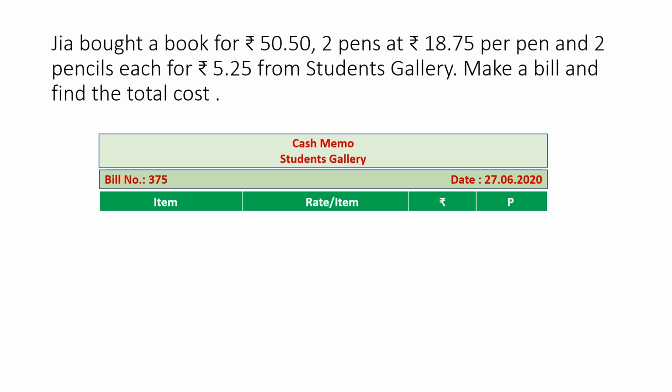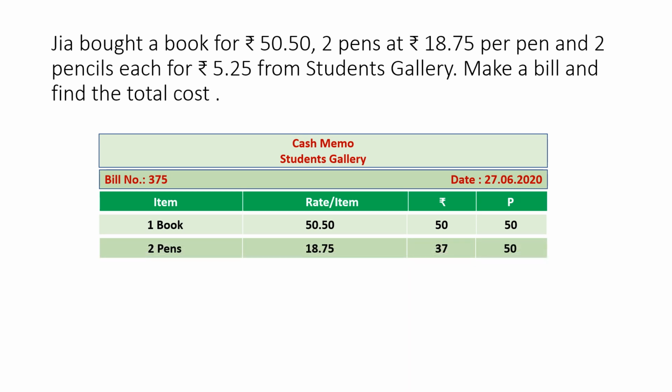Since Gia purchases the first item, that is a book, I write over here one book. The cost of one book is 50 rupees 50 paisa, which I write over here. Then I calculate the final cost of it by multiplying 50 rupees 50 paisa by 1, and I get 50 rupees 50 paisa. Then she purchases 2 pens at the cost of 18 rupees 75 paisa, and when I multiply 18 rupees 75 paisa by 2, I get 37 rupees and 50 paisa.